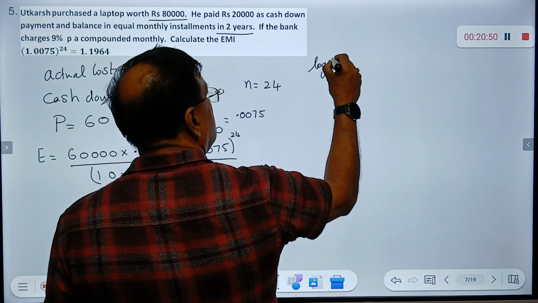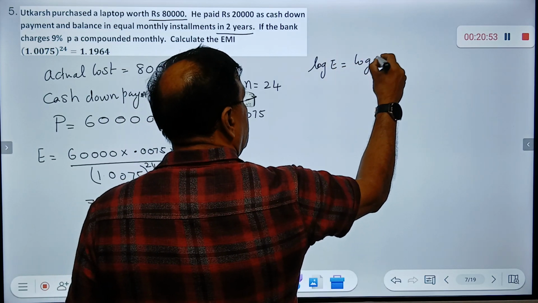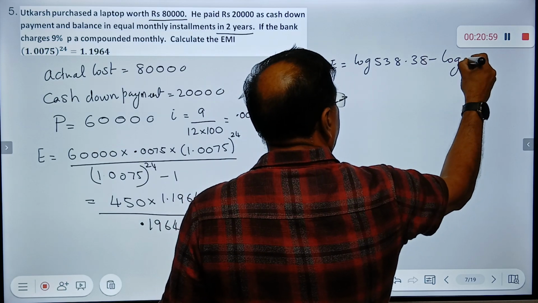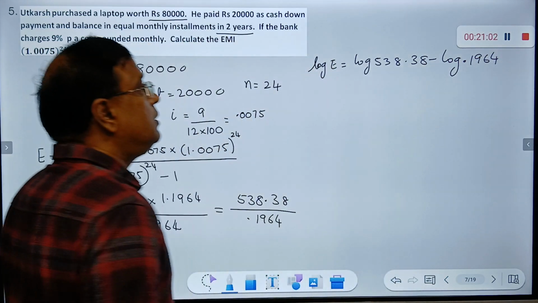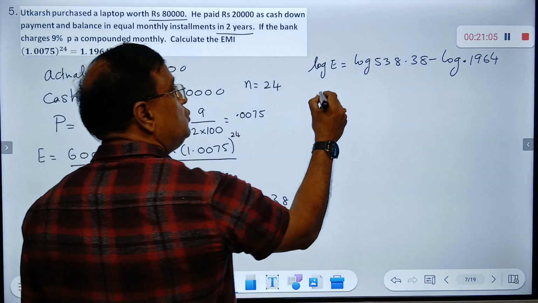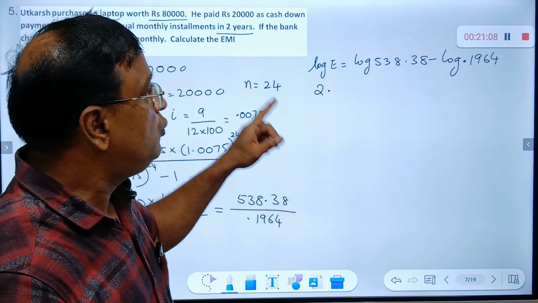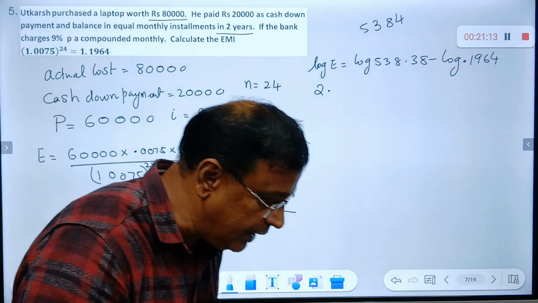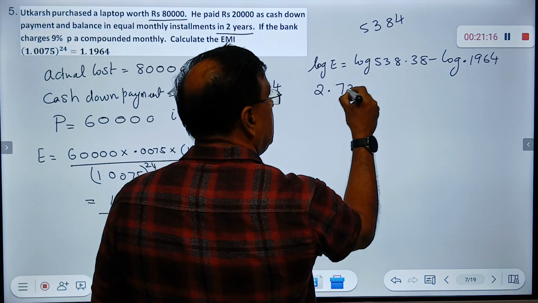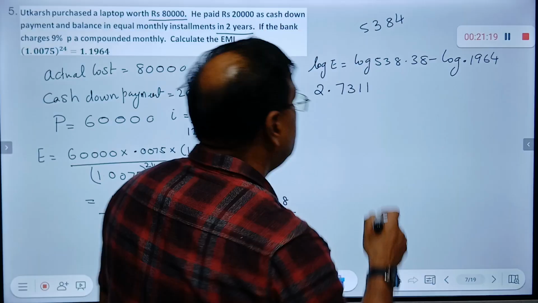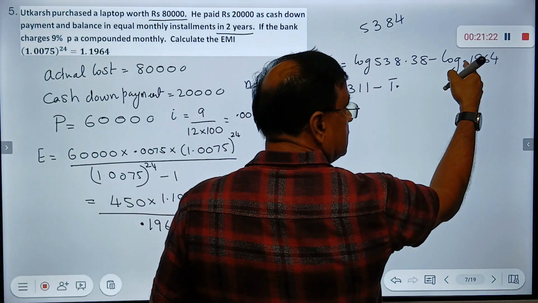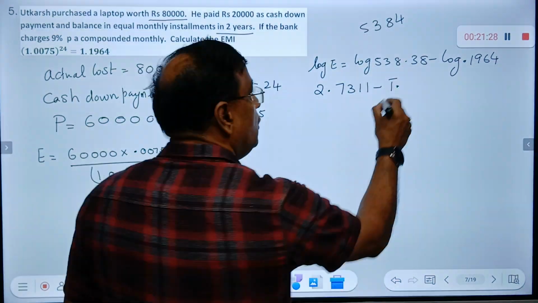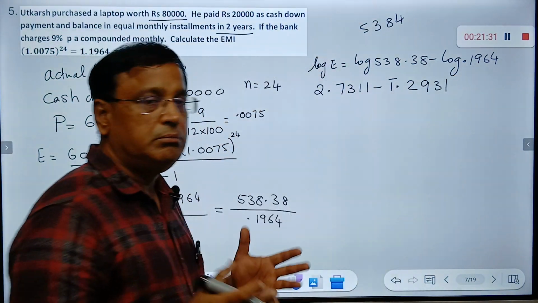So log E equal to log of 538.38 minus log of 0.1964. Now what is log of 538? It is basically 2 point. When you look at the log, 5384, I think I'm getting 7311. Minus bar 1 point. See, it is point, so bar 1 point. The log of 0.1964 will be 2931. So be careful with the calculations.